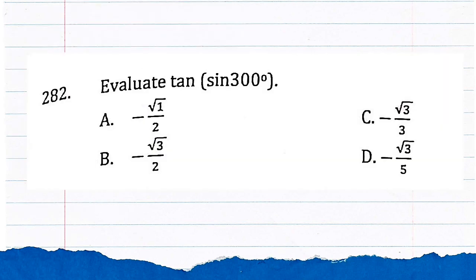Question 282. Evaluate tan sine 300 degrees. A, negative square root of 1 over 2. B, negative square root of 3 over 2. C, negative square root of 3 over 3. D, negative square root of 3 over 5.